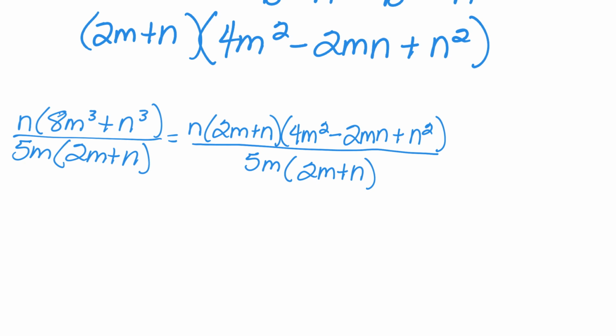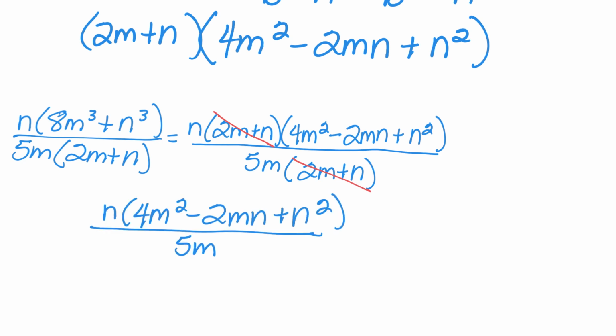Now you can see even more what we can cancel. As you can tell, we can cancel the 2m plus n right here. And so now we have our final answer to be n times the quantity of 4m squared minus 2mn plus n squared, all divided by 5m.